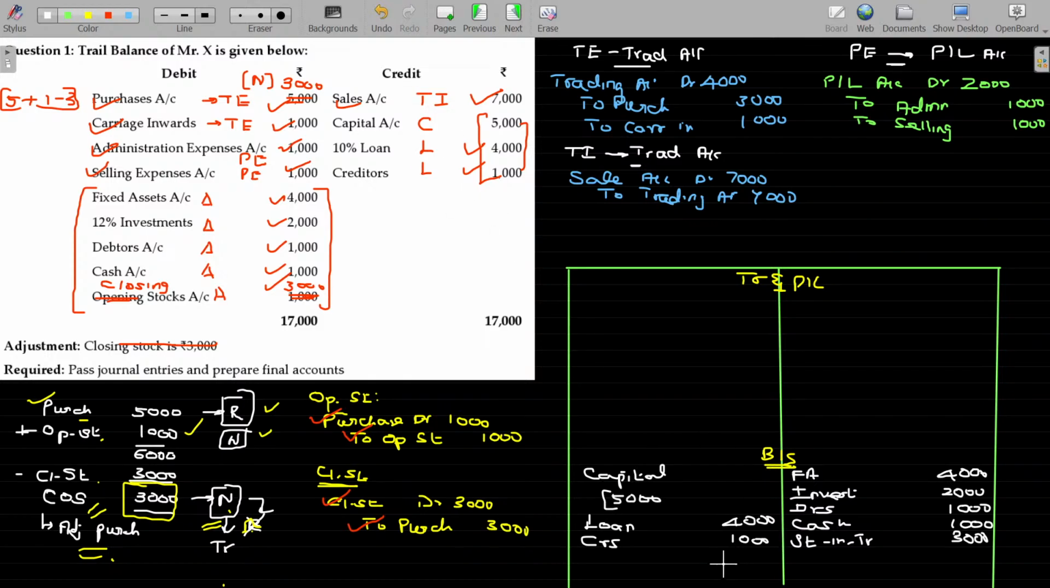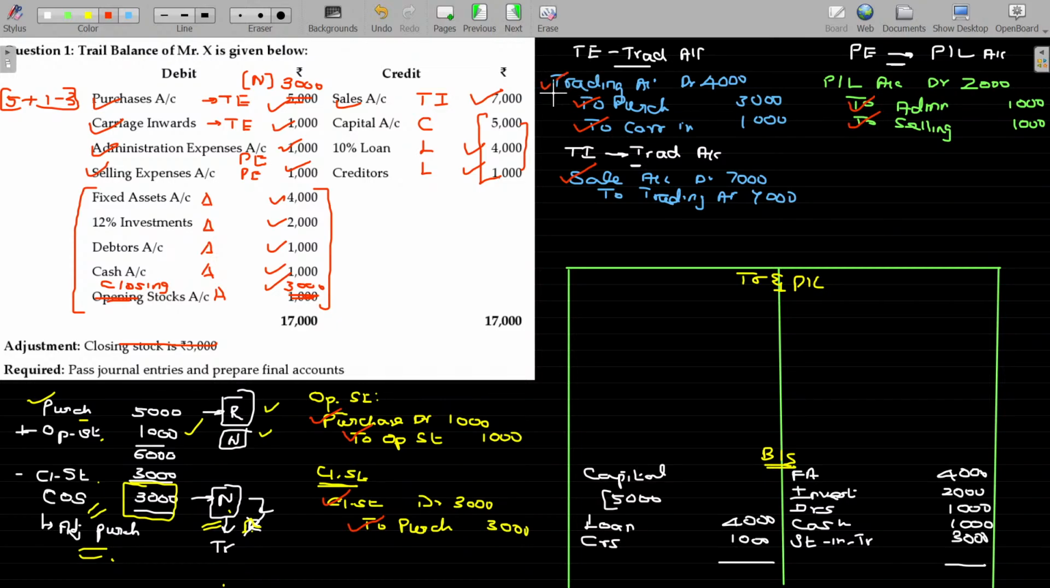Now I have transferred this purchases from trial balance and posted here. Sales also transferred from the trial balance. Admin, selling and distribution expenses transferred from trial balance. So it is closed today. Now what are the leftover accounts to be posted here?